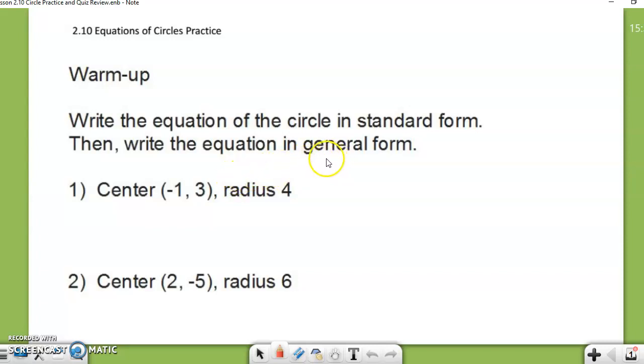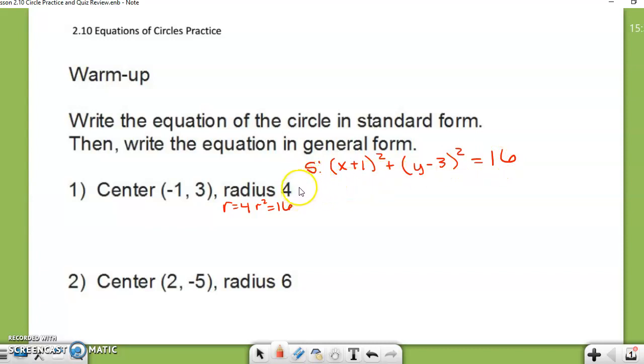So I've got a center and a radius, so I'm going to do standard first because I can easily see that. Just following the formula, it's x minus the given x, so minus -1 is going to be plus 1 squared, plus y minus 3 squared. Now remember, it equals r squared. So the radius here equals 4, so r squared would equal 16. And there I have it. I have the equation in standard form.